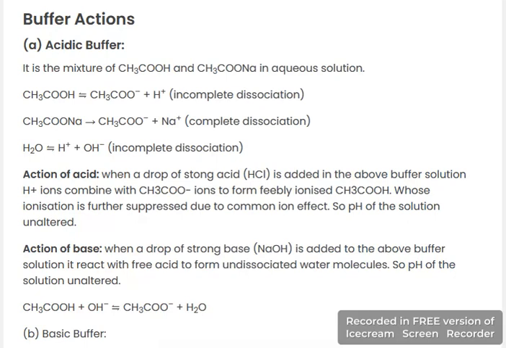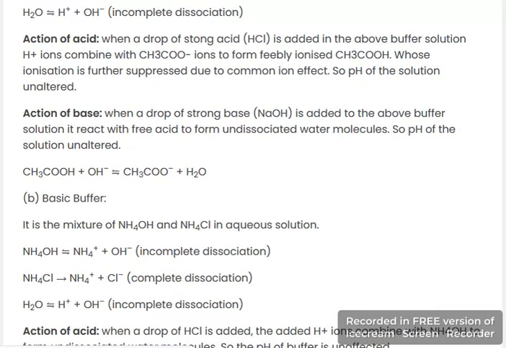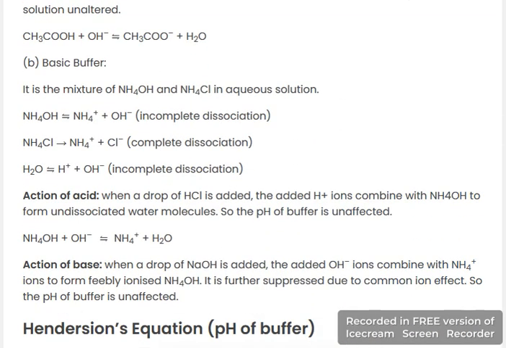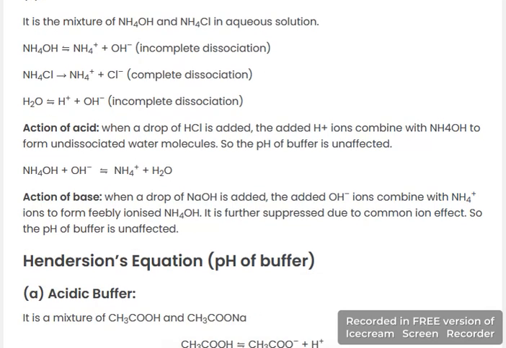Action of the base: when a drop of a strong base is added to the buffer solution, it reacts with the free acid and forms water molecules, so the pH of the solution remains unaltered. Basic buffer: it is a mixture of NH4OH and NH4Cl. When a drop of HCl is added, the H+ ions combine with NH4OH, and the OH- forms dissociated water molecules, so the pH of the buffer is unchanged.